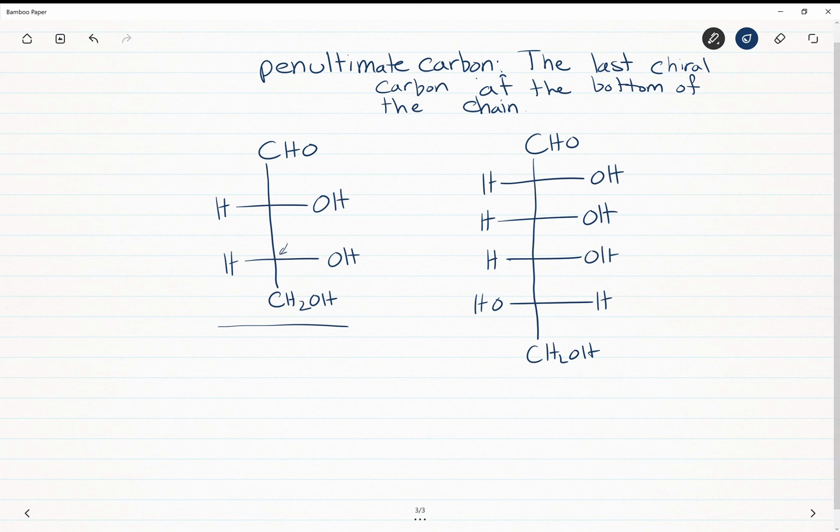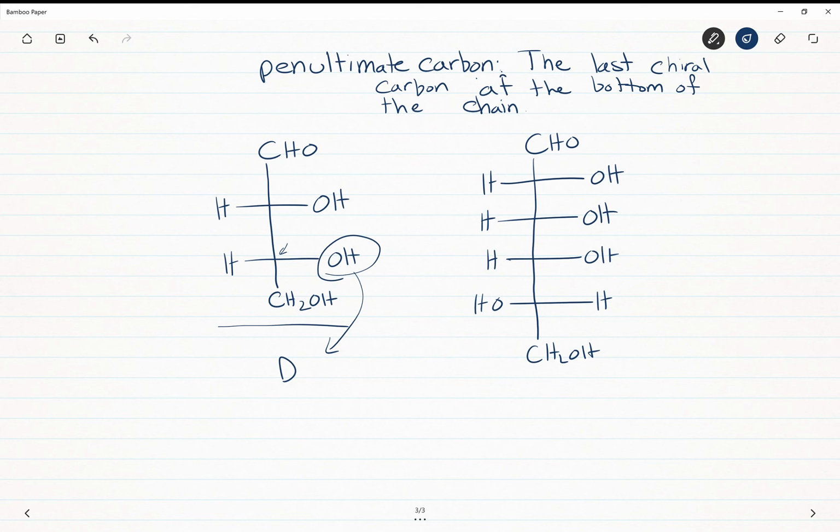So what we're going to do is look and see, is the OH on the right or is the OH on the left side? And in this case, the OH is on the right. And so right means that this is a D conformation. Again, it doesn't matter how long the Fischer projection or the carbon chain is for our monosaccharide, we are still going to look at that last chiral carbon.